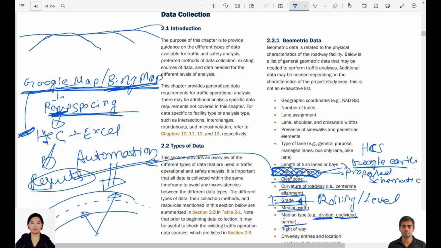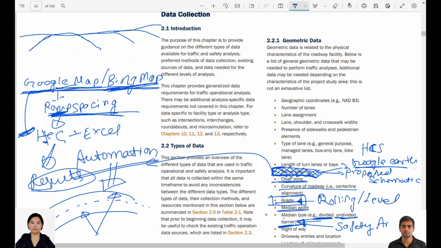Even in undivided roadways, there can be barriers. Depending on the type of barrier, it may act as divided or undivided. So there are different kinds of barriers, and based on these barriers the safety analysis changes. Median type and barrier type have a very significant influence on safety analysis and safety.